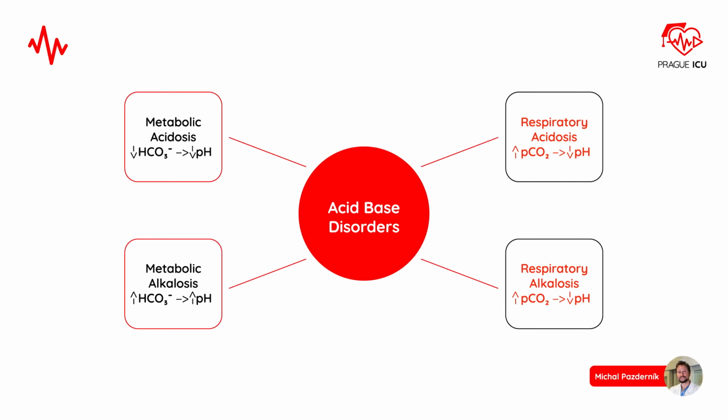Here is an overview of acid-base disorders. On one side, metabolic disorders, in which we see changes in bicarbonate, and on the other side, changes in PCO2 that correspond to respiratory acid-base disorders. In metabolic acidosis, we observe decrease in pH, which is in accordance with decreased levels of bicarbonate.